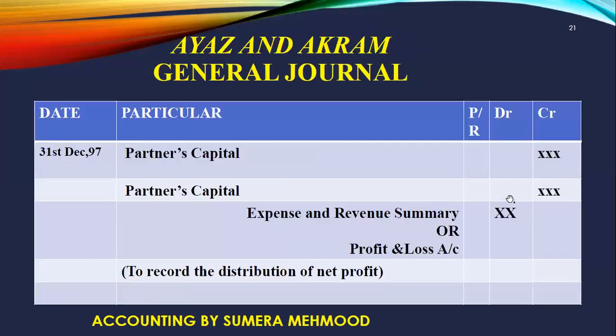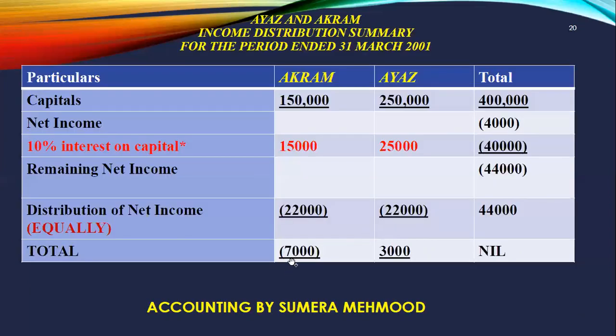I proceed. This will be your journal entry in which I will write for the net loss. We record capital accounts debited and profit and loss account credited. But here you can see not both the partners are debited. Only Mr. Akram is debited, but Ayaz is credited. It has a positive answer.